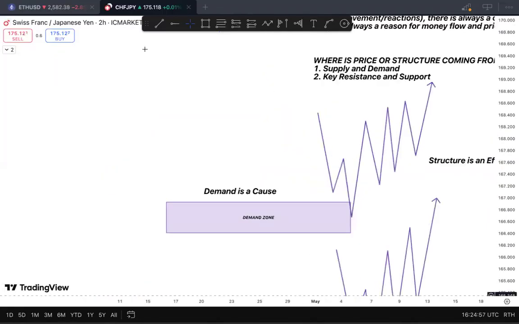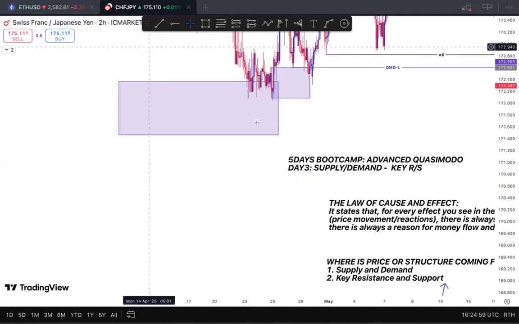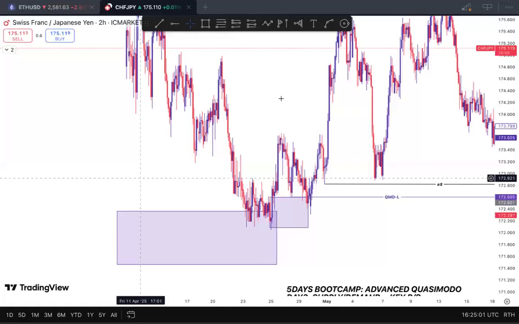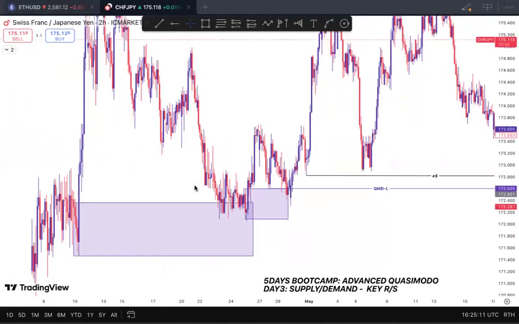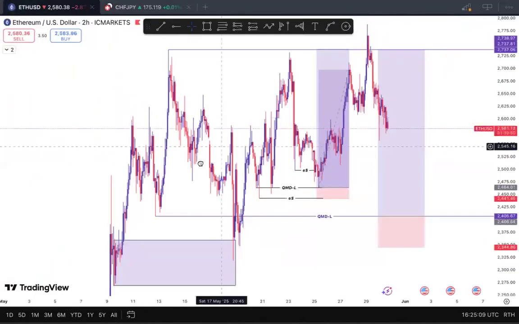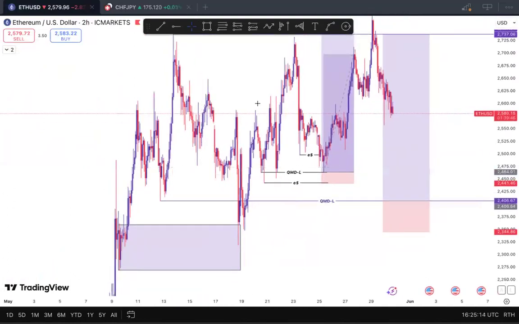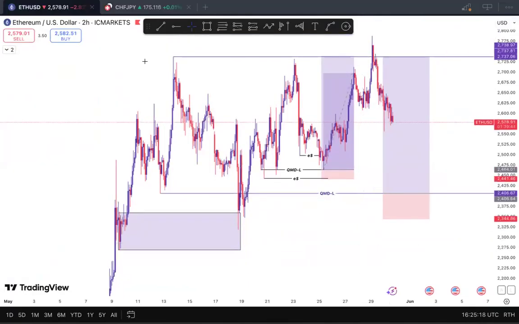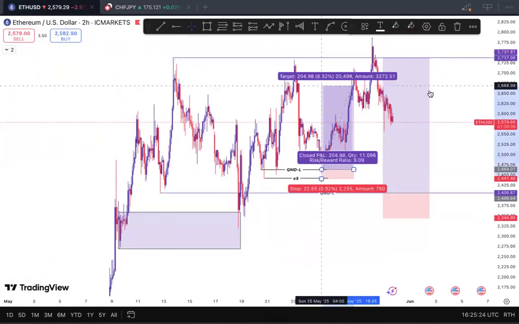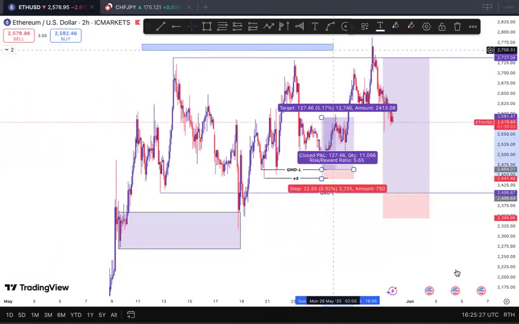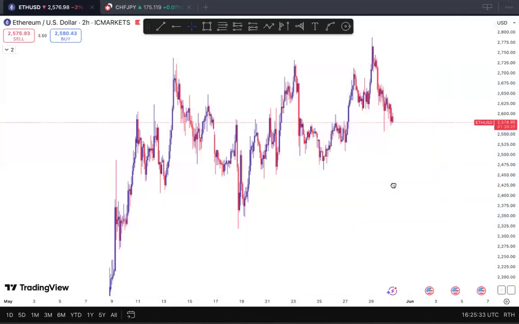Okay, so let's look at it. Let's go to Ethereum. I'm going to use Ethereum. So look at this chart. Can you see this chart? I'm going to clear off all these and then we're going to reanalyze it together. Now look at this chart. Can you see this chart?